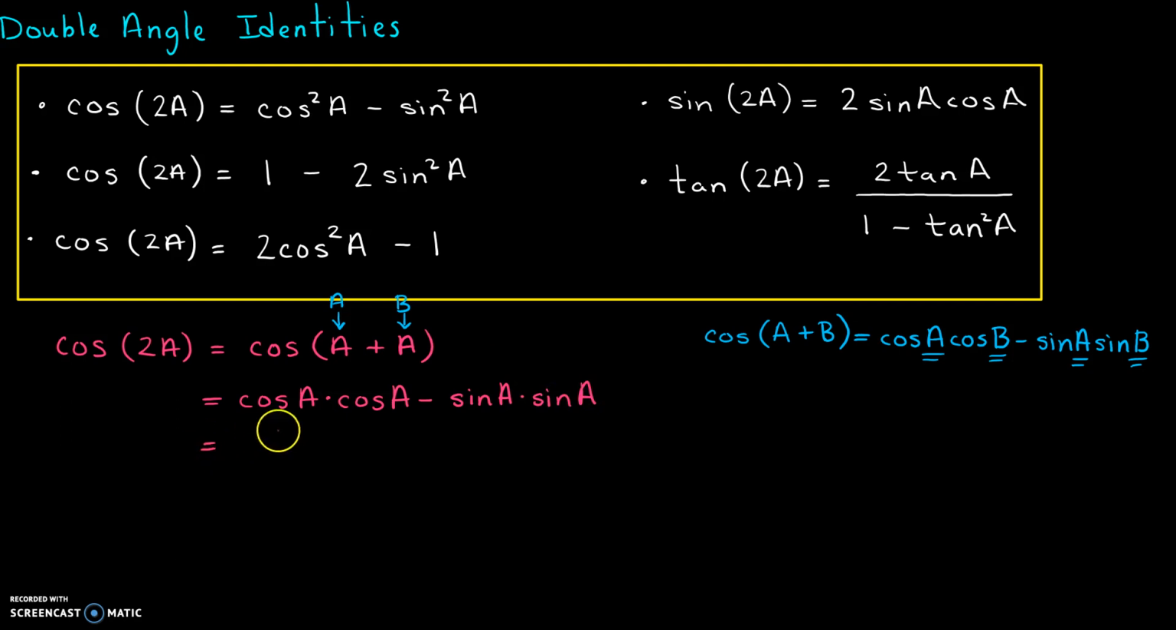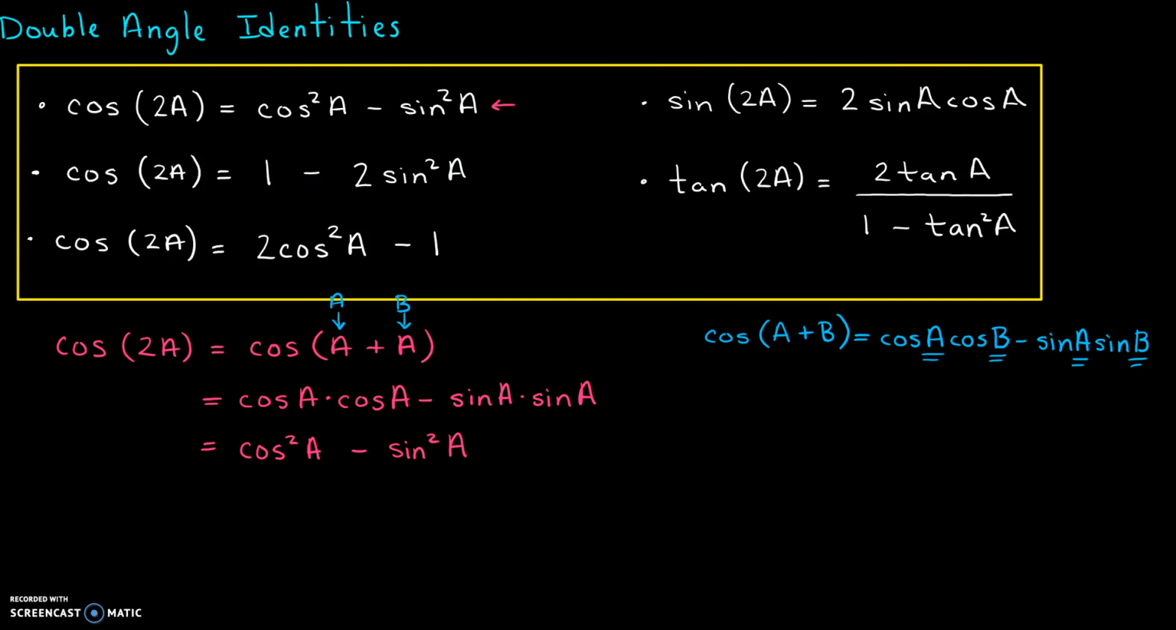Cleaning this up, cosine a times cosine a is simply cosine squared of a, minus sine a times sine a, which is just sine squared of a. And that's how we get this identity: cosine of 2a is simply cosine squared minus sine squared. Now the question is, how do we get these other ones from what we just had?